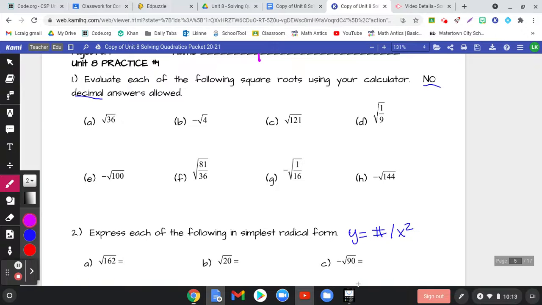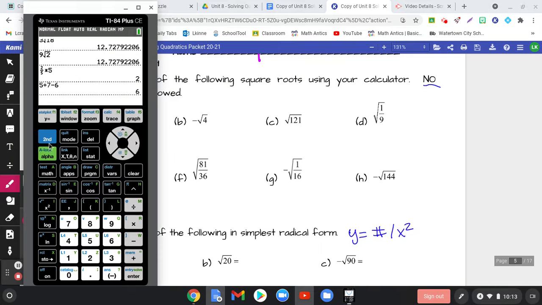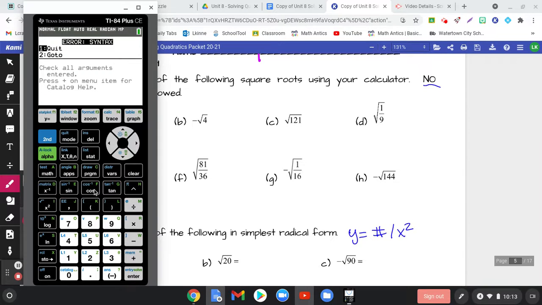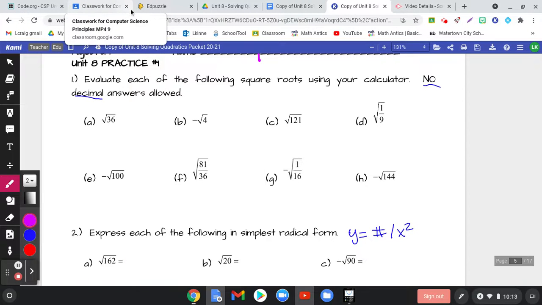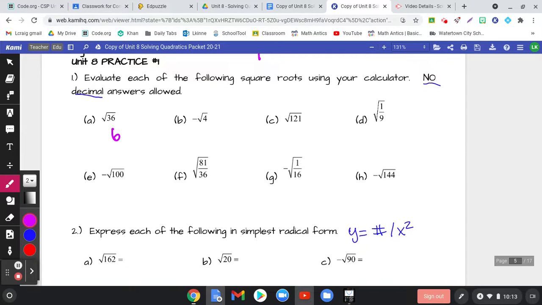So the square root of 36, 6 times 6 is 36. So it's 6, but if you're not sure, hit second x squared. Oops, would help if I put the number in. Second x squared 36. You can do that for any of these. So the square root of 36 is 6. The square root of 4 is 2, so if you put the negative out front, it would be negative 2.